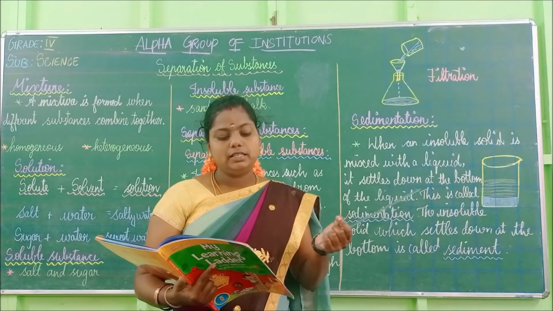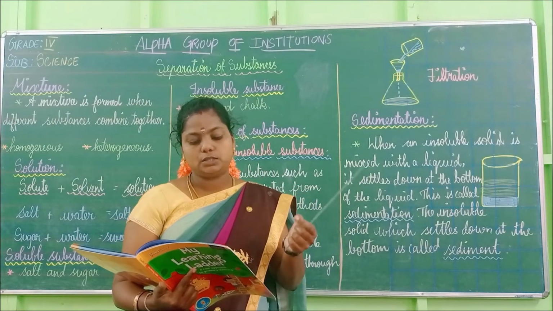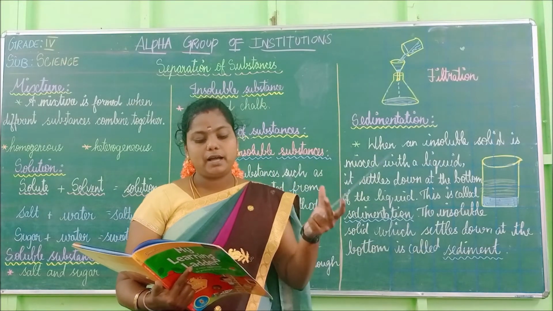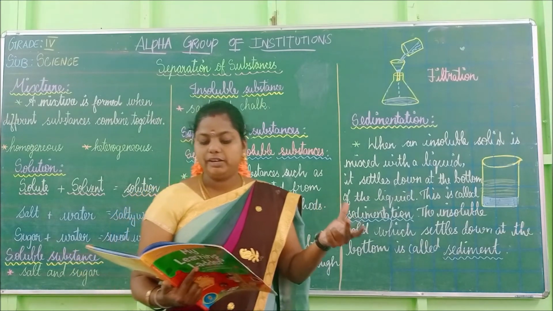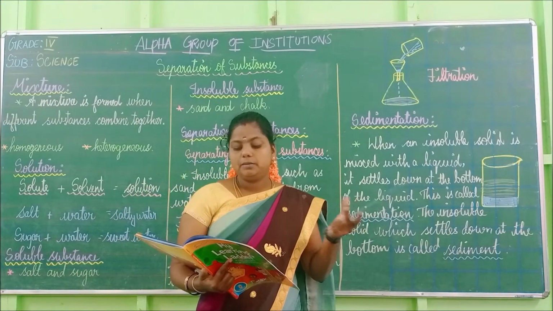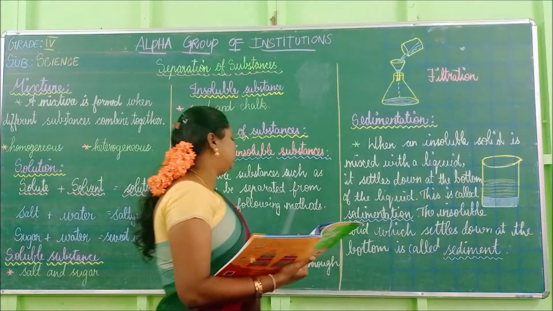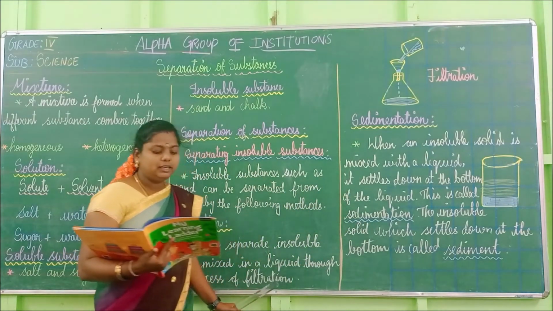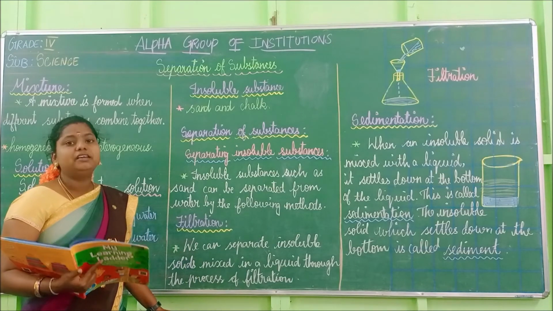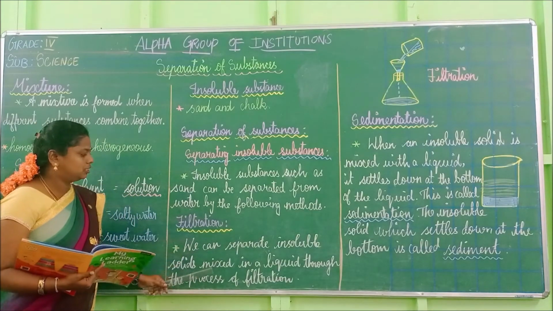So here, when the sand-water mixture is poured into the funnel, the sand particles are left behind on the filter paper. These sand particles are called the residue. Water that passes through the filter paper is called the filtrate.